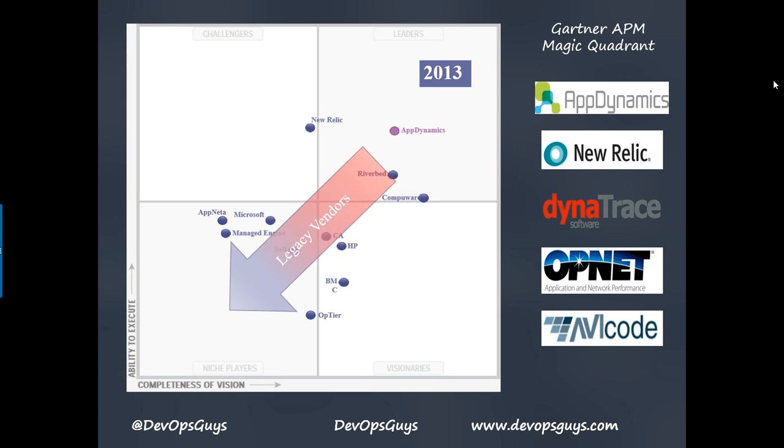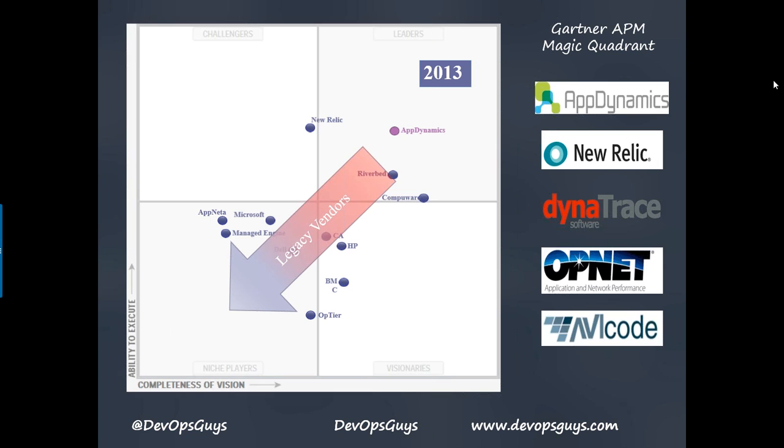If we go forward into 2013, we see that the only people who are really making it into the upper corner are the new vendors. All the traditional vendors have moved out. You have AppDynamics, New Relic, Riverbed, which I'll explain in a moment, even though this is Riverbed, it was actually a third-party product, and CompuWare with their acquisition of Dynatrace.